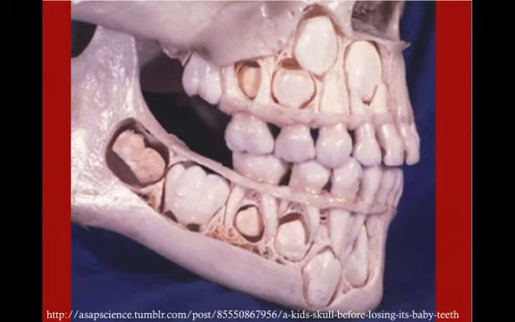Here you can see the skull of a child before they have lost their baby teeth. We have heterodont dentition, where we have incisors, canines, and molars. And here you can see the adult teeth coming in underneath the baby teeth.